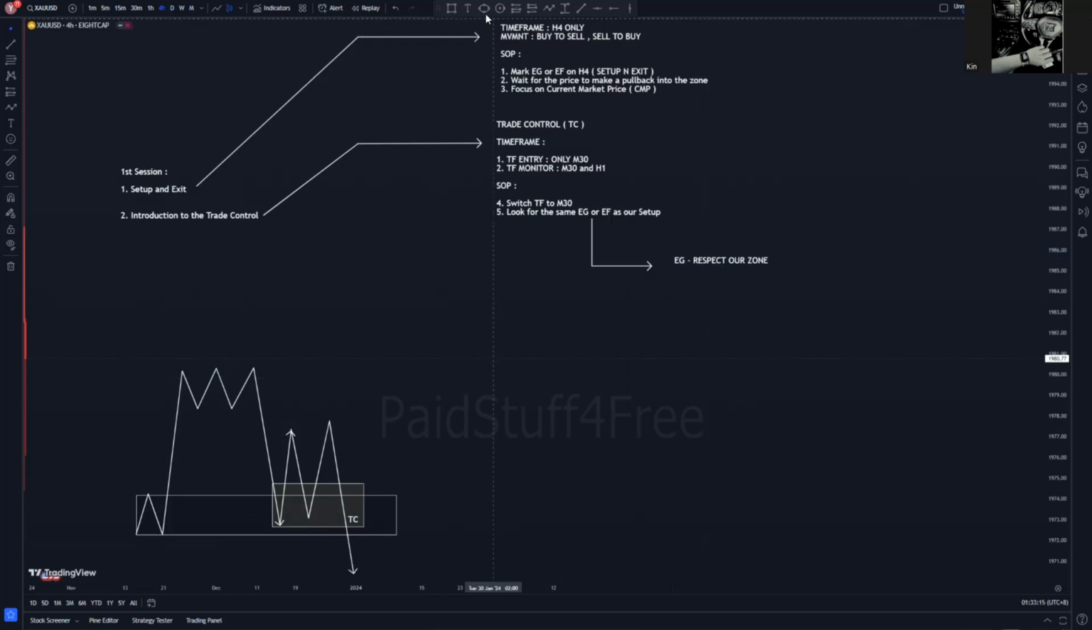Look over here. Was the price respecting the zone just now? Right, because when the price got into the buy zone, there was a buy movement over there, even though it's just about 5 pips or 10 pips or 20 pips. When the price got into the buy zone, the price created an engulfing, the same engulfing as our setup, and there was a buy movement. Even though it's just 5 pips, this was respecting the zone.